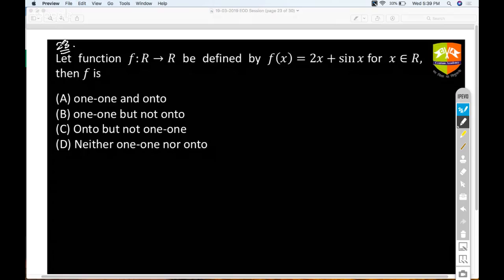So this is a function from R to R defined as 2x plus sine x. Then f of x is which of the following? 1, 1 and onto, 1, 1 but not onto, onto but not 1, 1, neither 1, 1 nor onto. Okay, Purvik says option B.